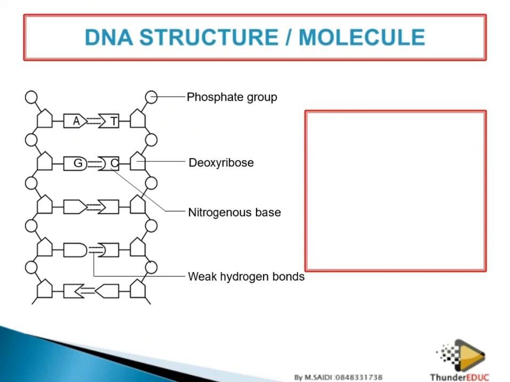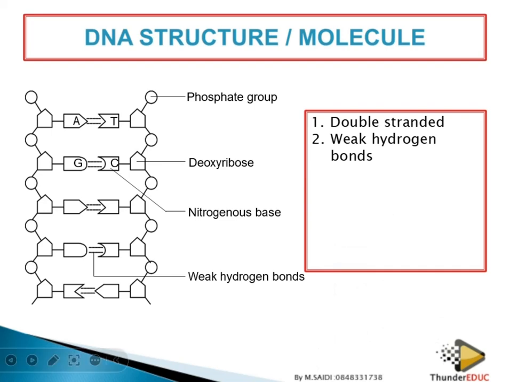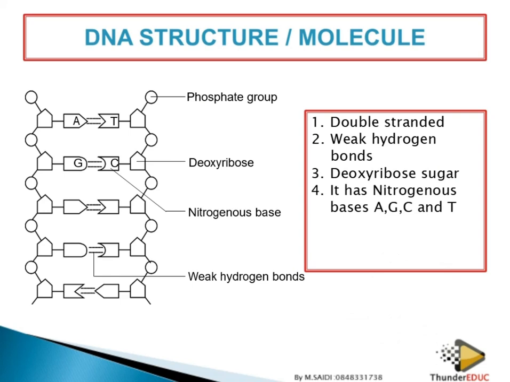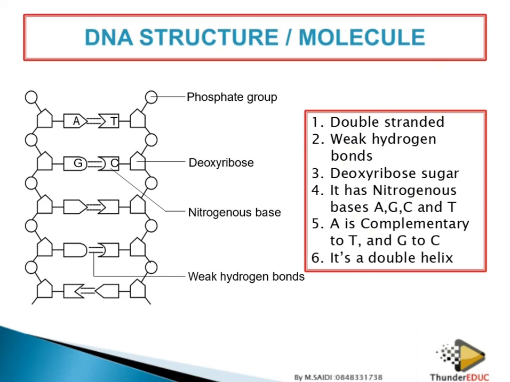Now, the DNA structure is double-stranded. As you can see, it has 2 strands and it is held together by weak hydrogen bonds. And it contains a deoxyribose sugar and it has nitrogenous bases A, G, C, and T. And A is always complementary to T, meaning that A always pairs with T and G always pairs with C. Then it twists to become a double helix.